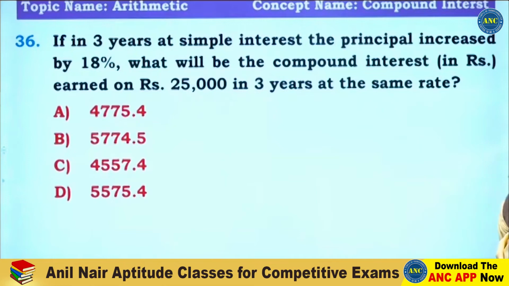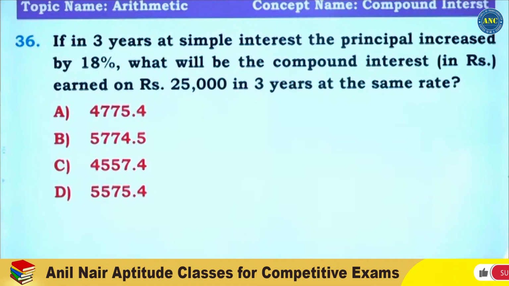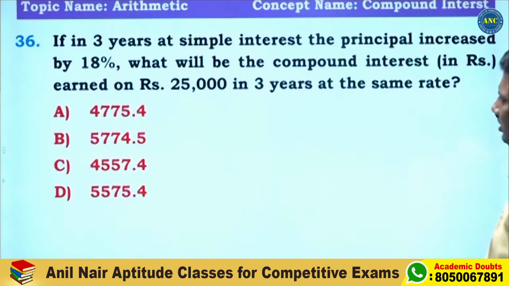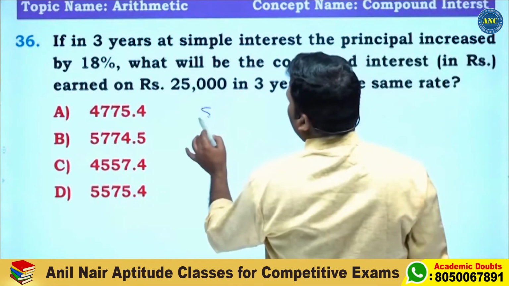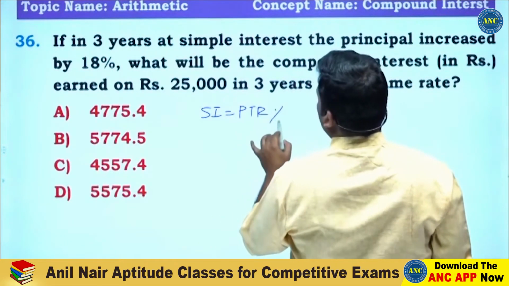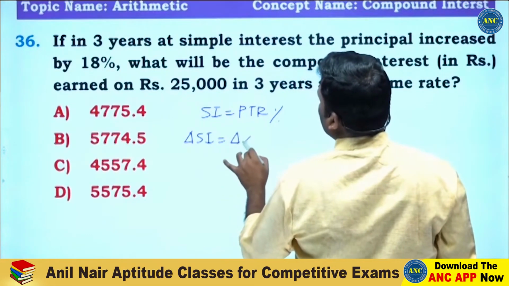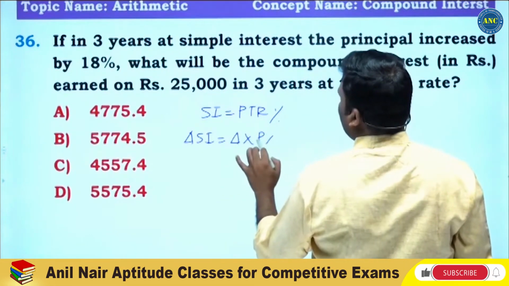If in 3 years at simple interest the principal increased by 18 percentage, so SI for 3 years is 18 percentage. There is a concept: simple interest is equivalent to PTR percentage. If the principal increases, SI also increases.